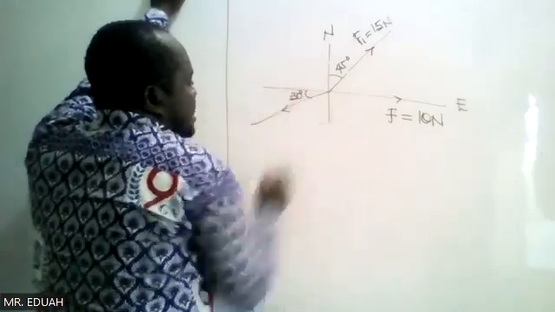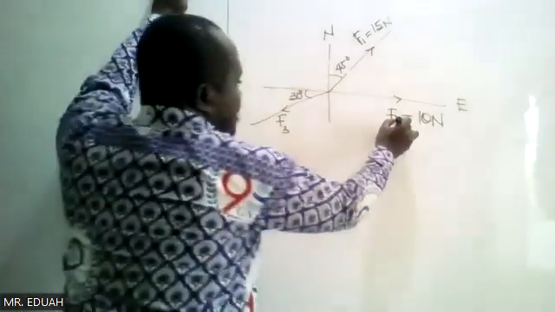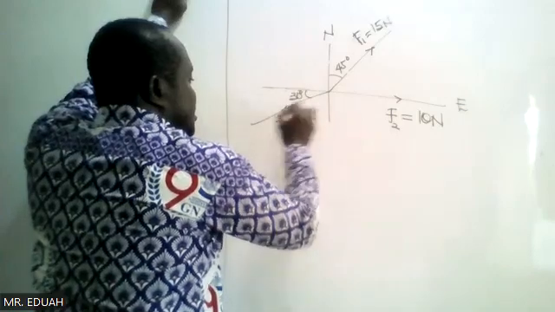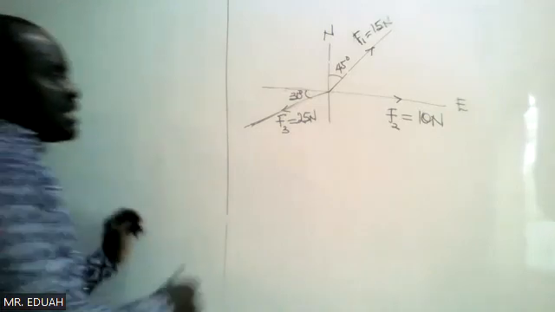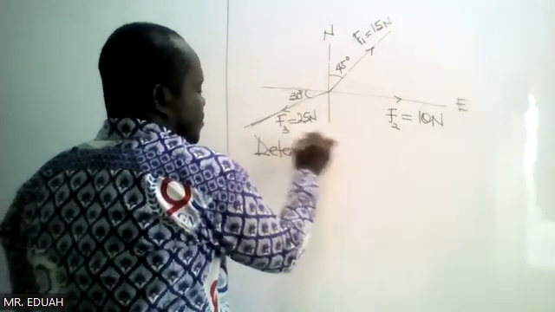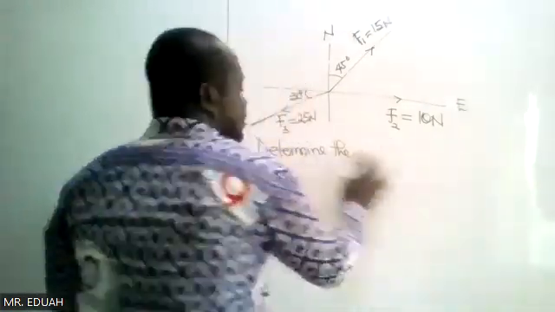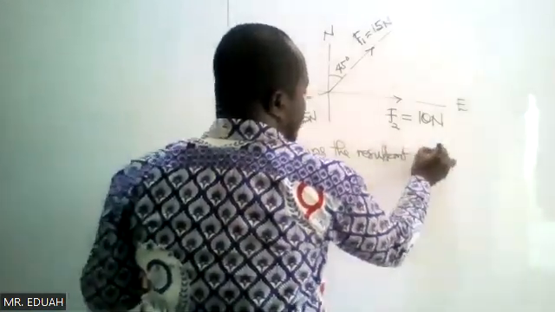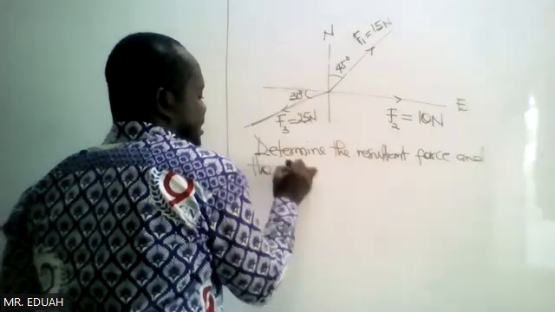Acting at an angle of 30 degrees, of magnitude 25 Newton, to this. The question is: determine the magnitude, determine the resultant force and the direction.